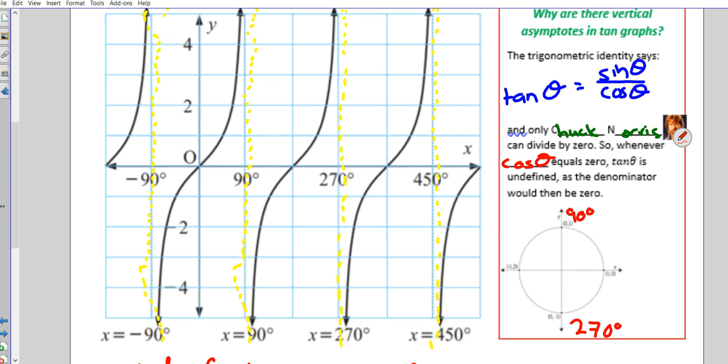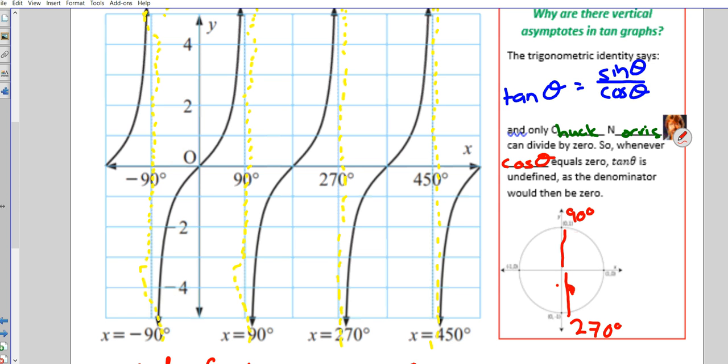Because on the unit circle at those particular values, cos theta is 0. You see here, cos theta is 0 at 90, and at 270. Also, if you went backwards to negative 90, that would be here, so cos theta is 0 there as well. So negative 270, 90, 270, 450, and 630.